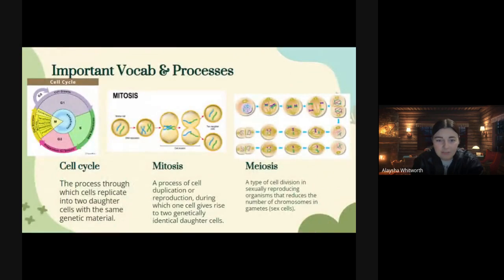Unit 6 is cell division. We have the cell cycle, the process through which cells replicate into two daughter cells with the same genetic material. There's G1, S, G2, and then our M, which is mitosis. It's a process of cell duplication or reproduction during which one cell gives rise to two genetically identical daughter cells. Meiosis is a type of cell division in sexually reproducing organisms that reduces the number of chromosomes in the gametes, which are the sex cells.